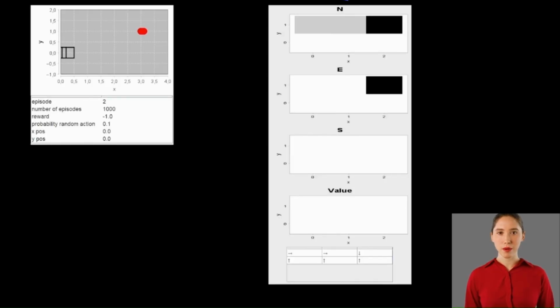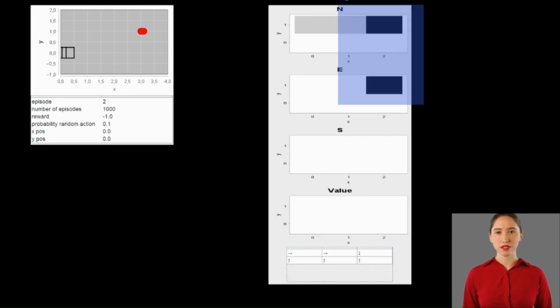Let us pause for a moment and reflect. After just a few episodes, some essential learning has already taken place. The agent has learned that taking the east or north action when positioned next to the bull in the upper lane is a bad idea. It leads to a collision. This is indicated by the black cells, which represent strongly negative state action values.